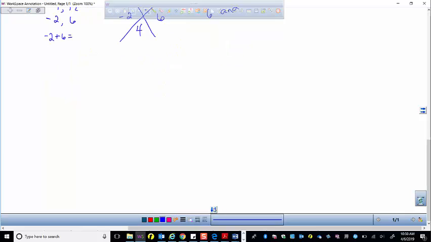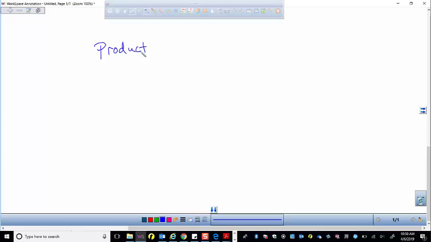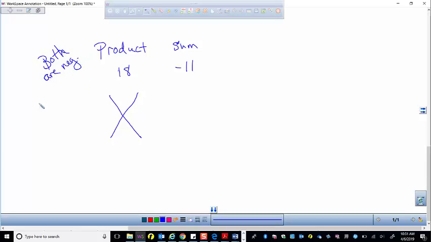All right, let's try another one. What if we want a product of, let's say, 18 and a sum of negative 11? When you have a product that's positive and a sum that is negative, so a positive product and a negative sum, that means both numbers are negative. Both your factors are negative.